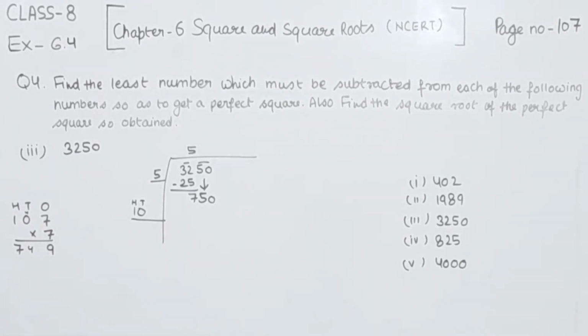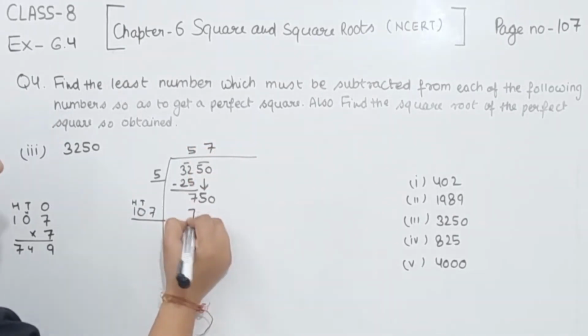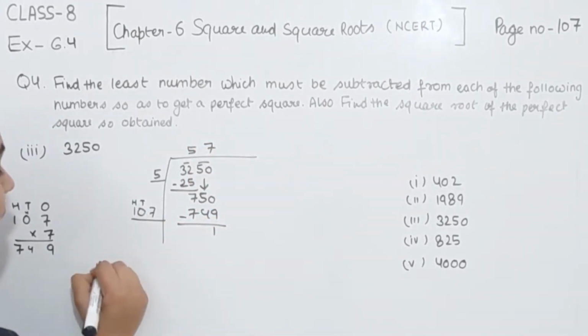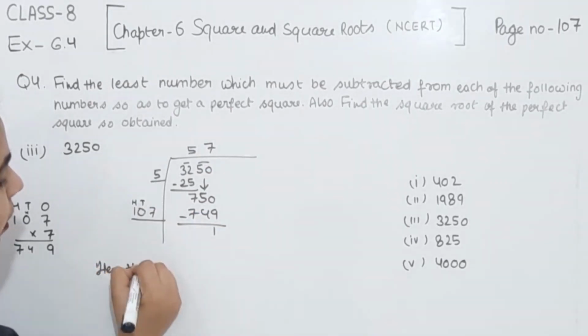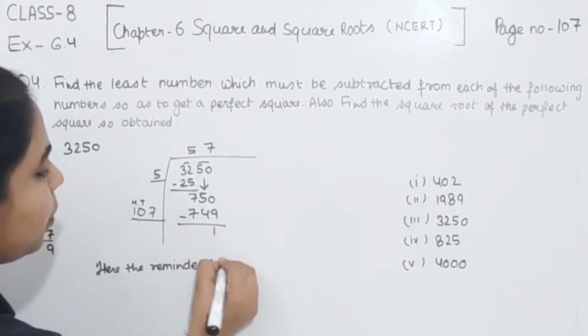This is closer to 750. So I'm going to write here 749. We are having the remainder as 1. So we're going to write here the remainder is 1.